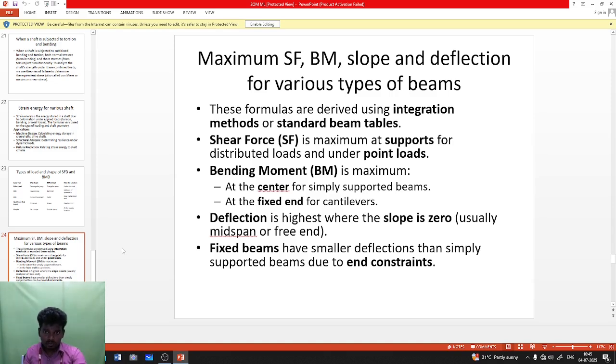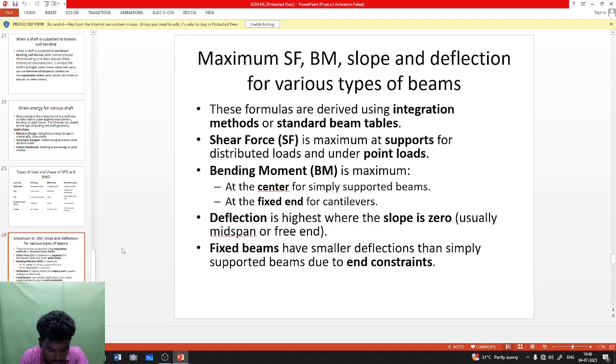The maximum shear force, bending moment, slope and deflection are formulated as follows. For a simply supported beam with a point load at the center, the maximum shear force is plus or minus W by 2, the maximum bending moment is plus W L by 4, the slope is W L square divided by 16 EI, and the deflection is W L cube by 48 EI.